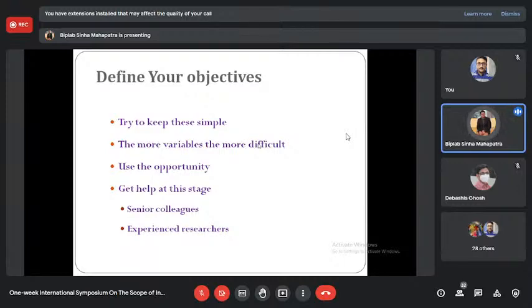Get help. If you reach this stage, then you must take help from your senior colleagues who already have some experience, or some experienced researchers. Whenever you can contact them, you can get results. This type of symposium can also help you at this step, to take help from other participants in a symposium, conference, or seminar. If you attend them, you can exchange ideas and get help from them also.